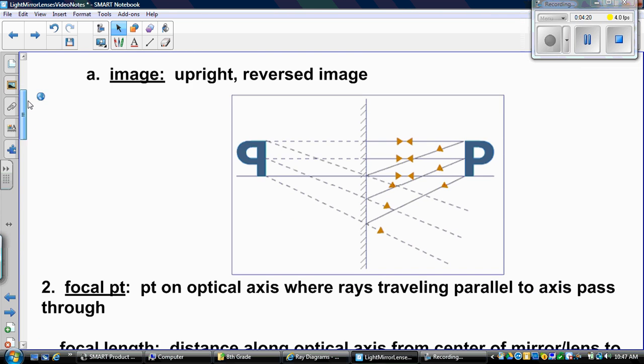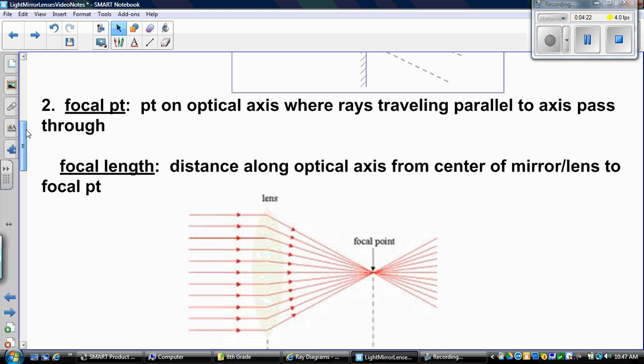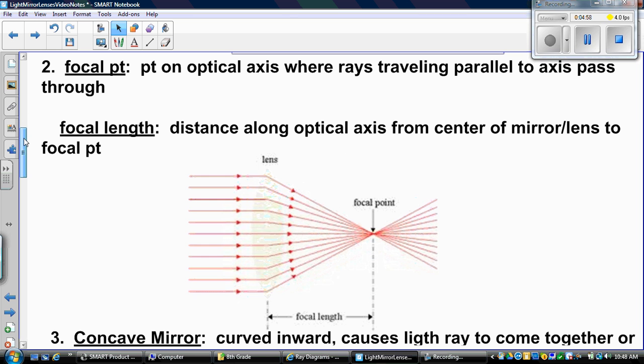Okay. So now we're going to start talking about some terms that we'll need to use when we talk about lenses. So the focal point, remember the optical axis is also called the normal, and you drew this in your lab with the law of reflection with the mirror. You put a piece of white paper and you measured the center of the mirror and then you drew a line perpendicular to the mirror. That's called the optical axis. The focal point is the point on the optical axis where rays traveling parallel to the axis pass through. So it's where the rays intersect. And this is going to be pretty important when we start looking at our lenses.